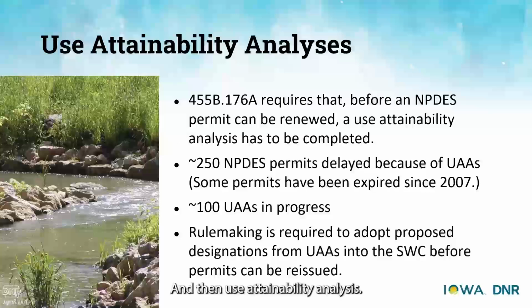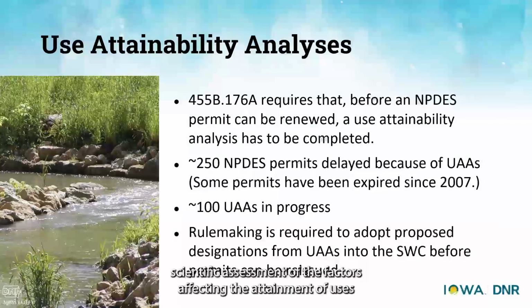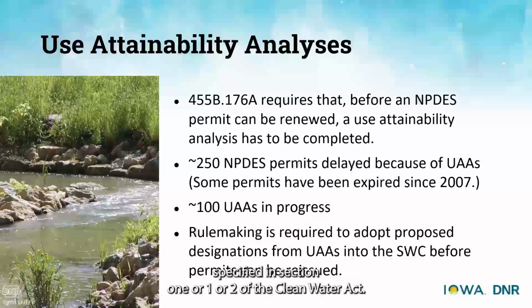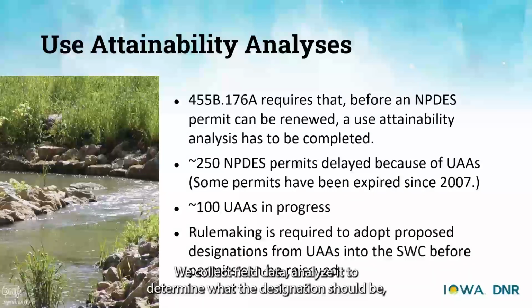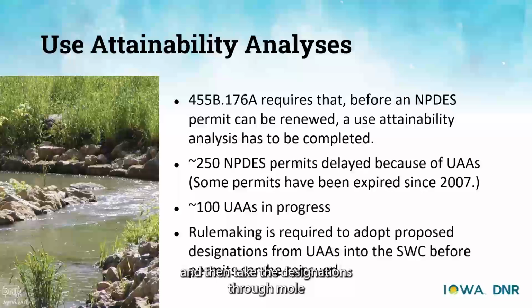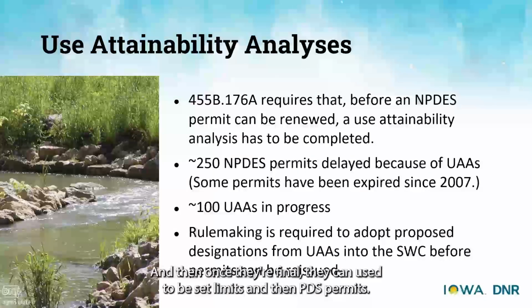And then use attainability analysis. So a use attainability analysis is a structured scientific assessment of the factors affecting the attainment of uses specified in Section 101(a)(2) of the Clean Water Act. Basically, it's a stream assessment. We collect field data, analyze it to determine what the designation should be, and then take the designations through rulemaking to adopt the uses into the SWC. And then once they're final, they can be used to set limits in NPDES permits.